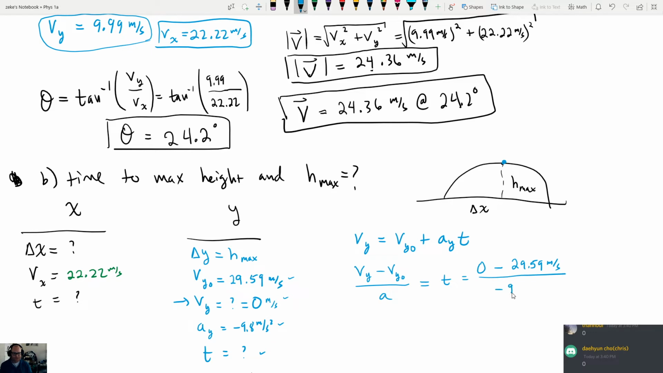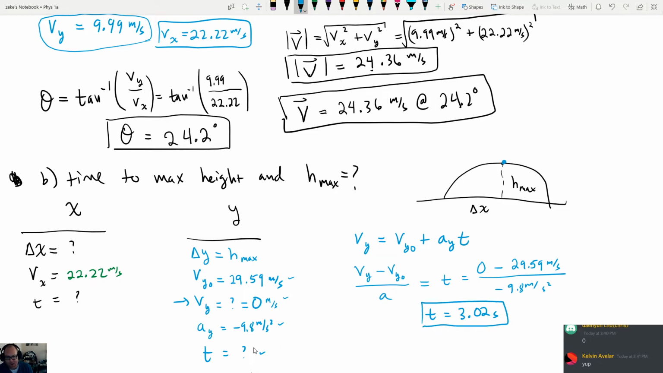And acceleration is negative. If you do all this right, you'll never get a negative time. You never want to get a negative time. So this is going to give us... Let's see if I can actually transpose from my calculator properly here. I got 3.02 seconds. All right, we've got that.